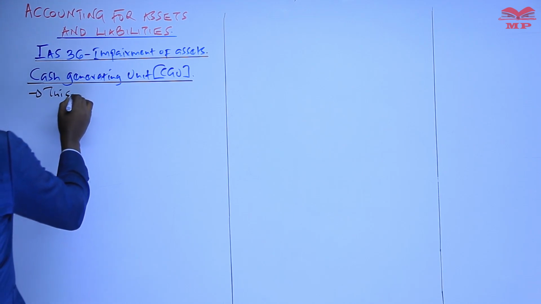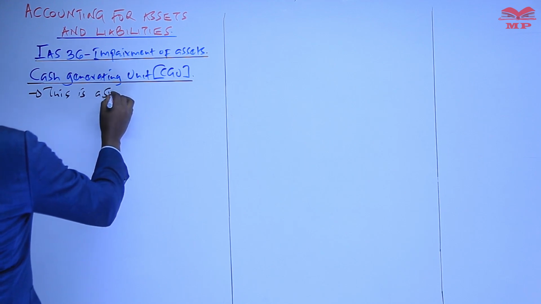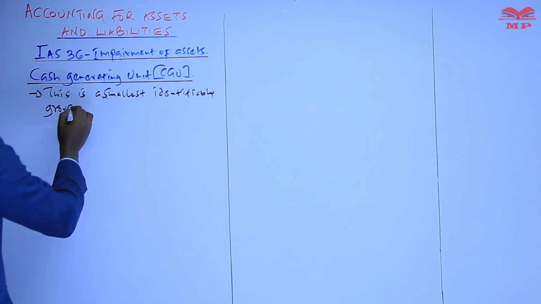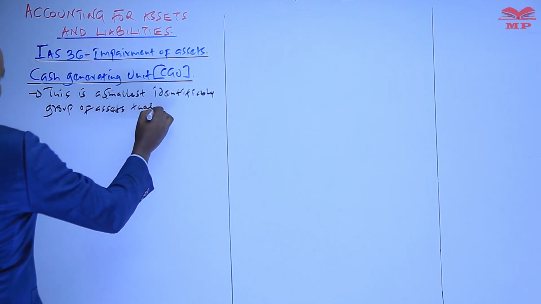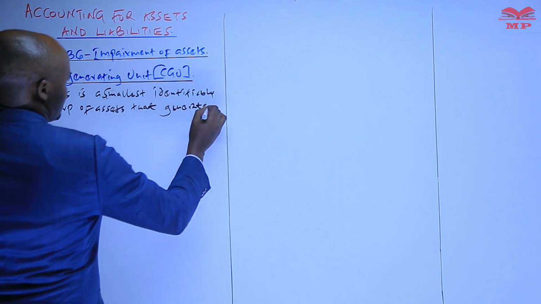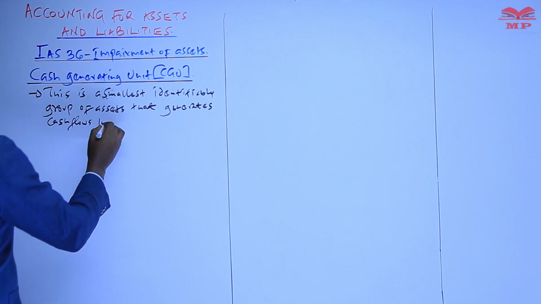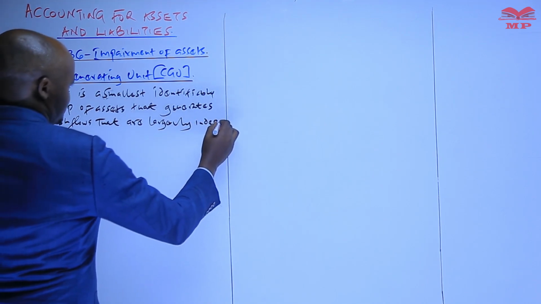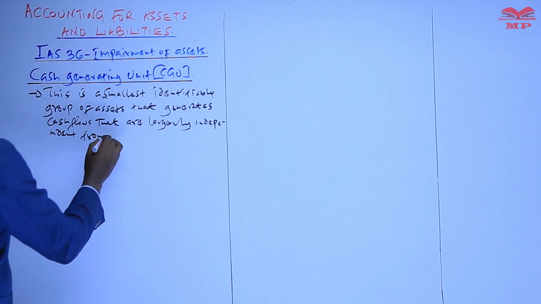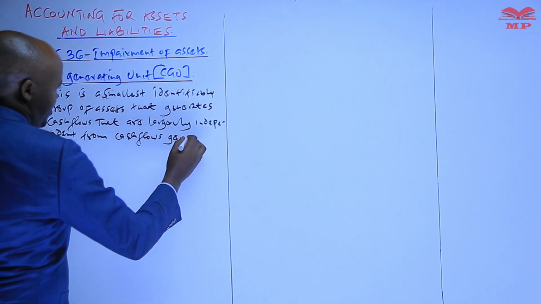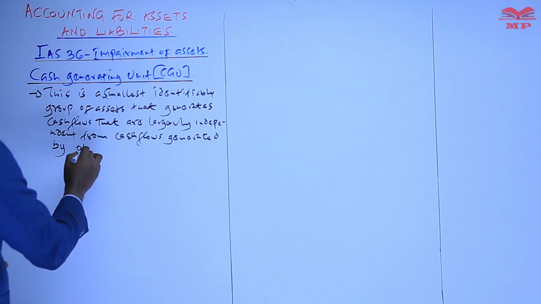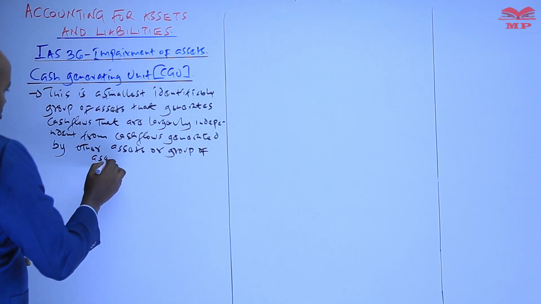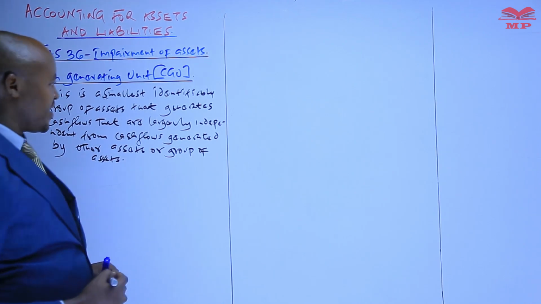And I've said that this is the smallest identifiable group of assets that generate cash flows that are largely independent from cash flows generated by other assets or groups of assets. So that is the definition of a cash generating unit.